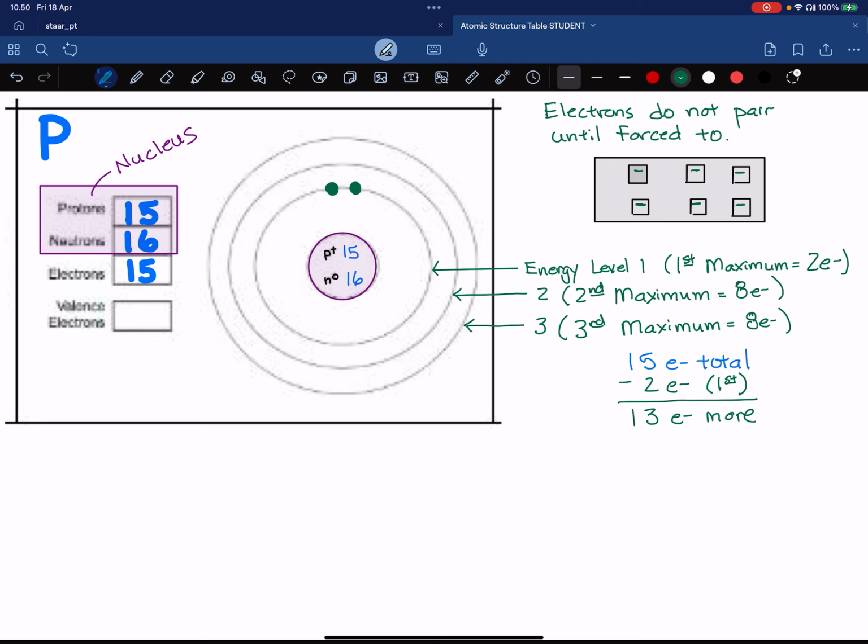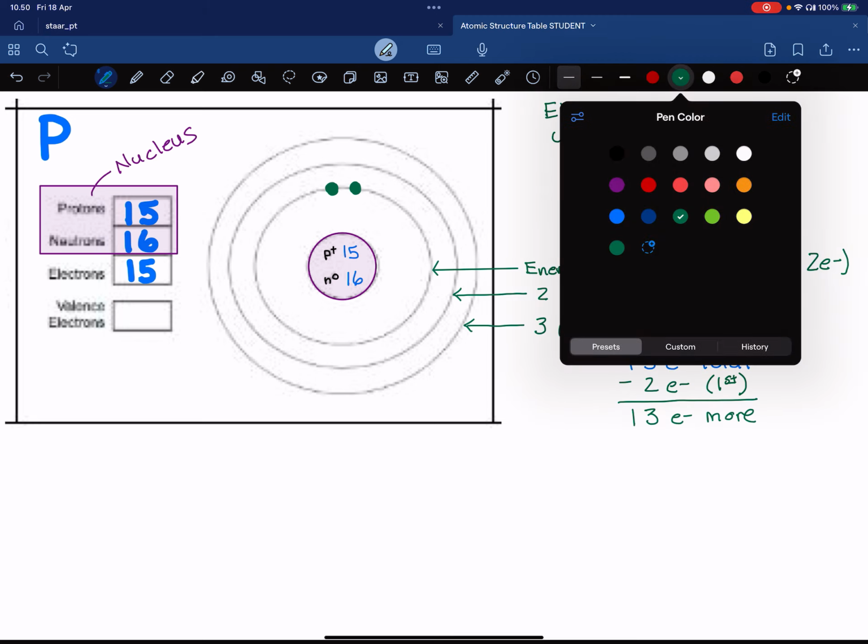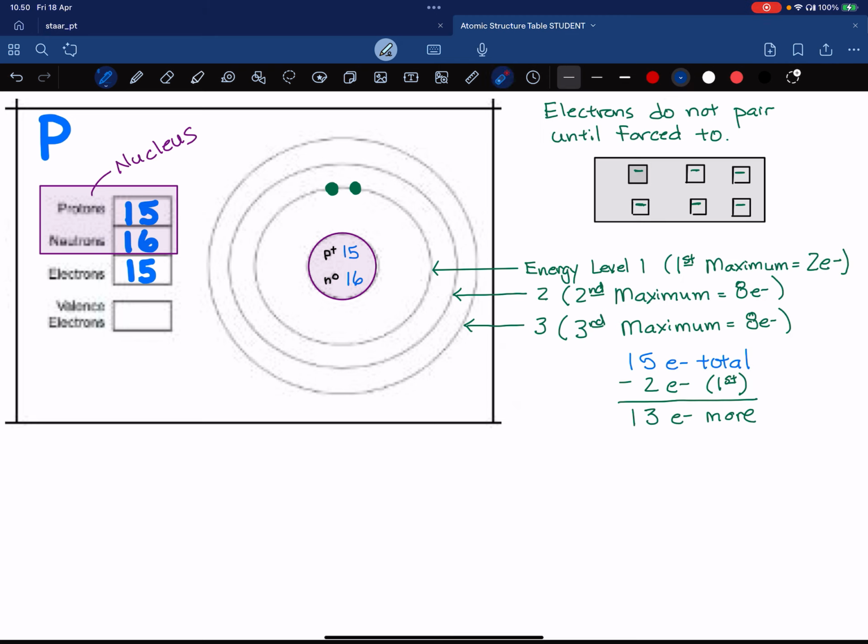Well, the next person to get on that bus is not going to have a choice. They are going to have to sit next to somebody. So perhaps they sit here, and then the person after that here, and then here, and then here, and then here, and finally everybody's paired up. Well, electrons are exactly the same way.